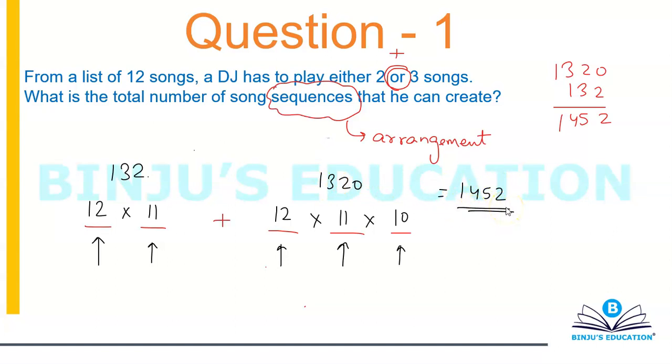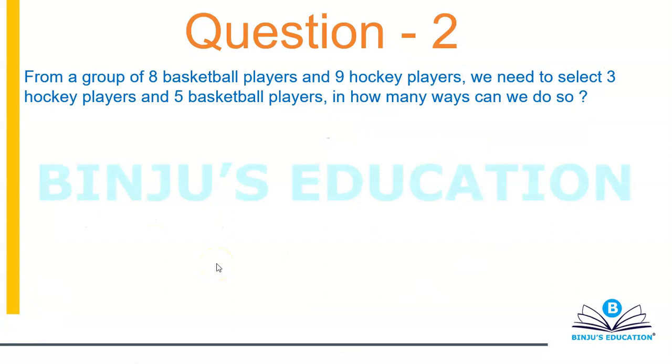So whether you use C then multiply by factorial, whether you use P, or whether you use the concept of counting method, all three of them are going to lead you to the same result. The only thing you need to understand in questions pertaining to PNC is whether you are able to decode the question properly or not. That's the main thing. Alright, so let's move on to question number 2. Pause the video and try the question yourself first.